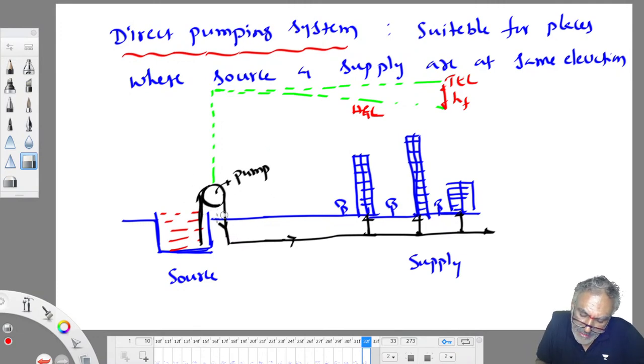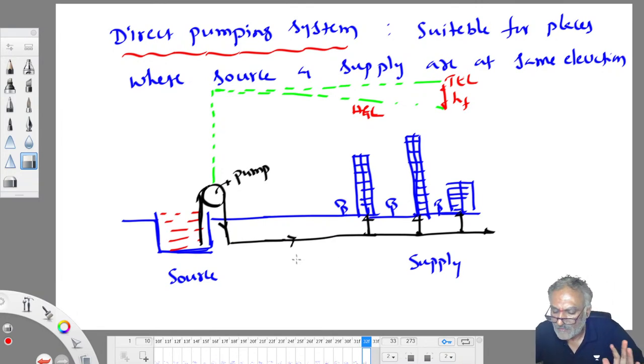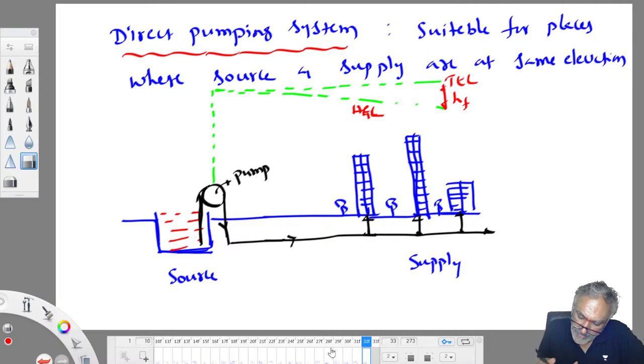By adjusting the speed of the pump, supply meets the demand. So therefore, we don't require any storage anywhere in the system. Straight away, water can reach everybody. Direct pumping can meet their demand. But it is a costly, expensive system, the reason being pumping is very expensive, which requires power. Okay, the gravity system is economical because there is no need to pump water anywhere in the system.